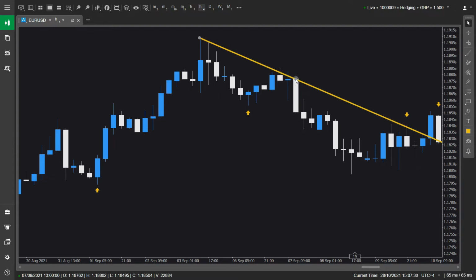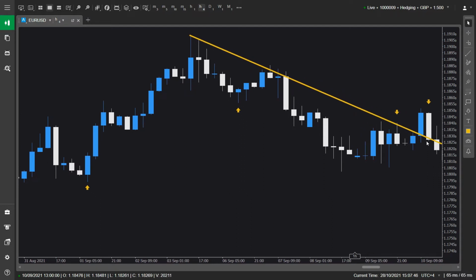Plus, if I just adjust this ever so slightly, you can see that this does neatly become that third touch. Remember that this is a line of best fit. It's not always going to be completely accurate. That's the reason we have to go for those big 3-to-1 winners. So we're going to get short underneath here.